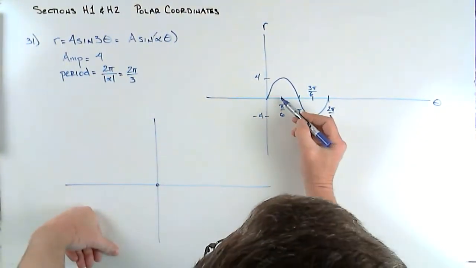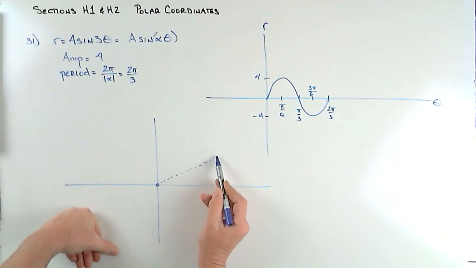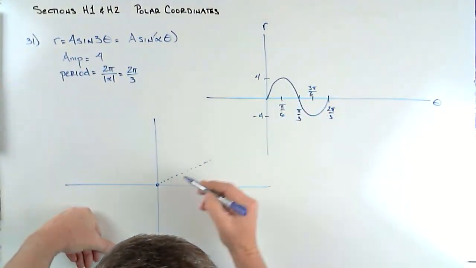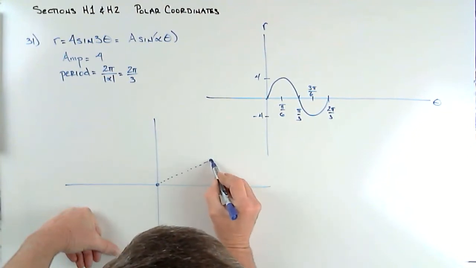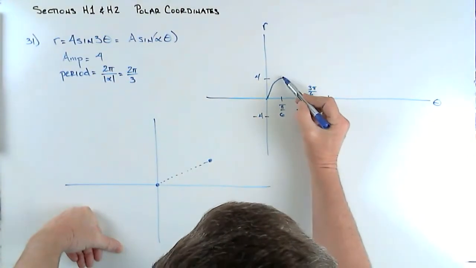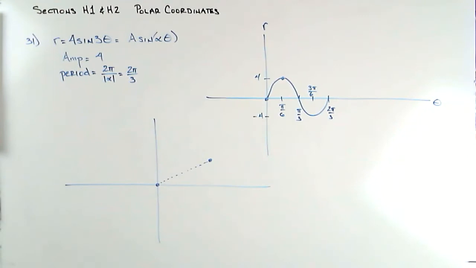Now π over 6 is 30 degrees, that's over here. When we get to π over 6, our radius r is going to be 4, so we're 4 units out. What happened is we plotted that point and that point, but we didn't plot any of the points in between. So to plot the points in between, we're just going to walk ourselves through this.